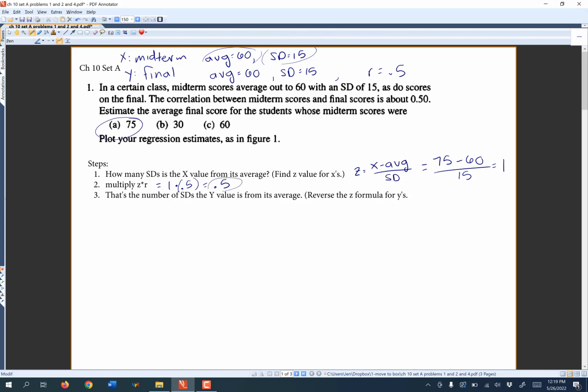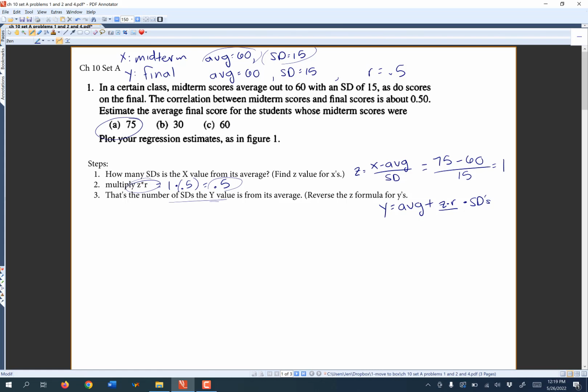So now this value right here is the number of standard deviations the y value is from its average. So basically on this step, we're just reversing the z formula. Remember how we did this in Chapter 5? If z equals x minus the average over standard deviation, then we can just rearrange that, like we're solving an equation, and we get the average plus something times the number of standard deviations. Now normally you put just a z there, but we can't do that in this case because remember we had to multiply z times r. So it's going to be that z times r that you found in step 2.